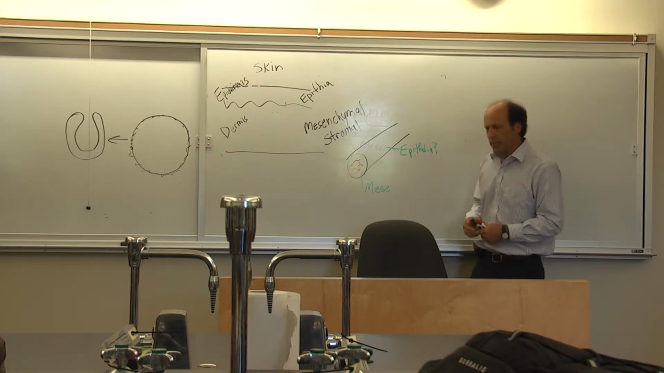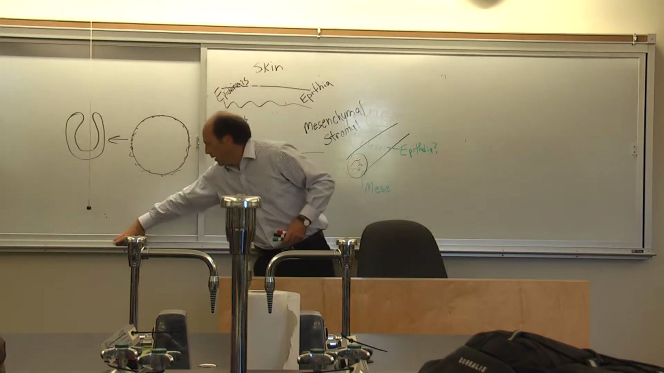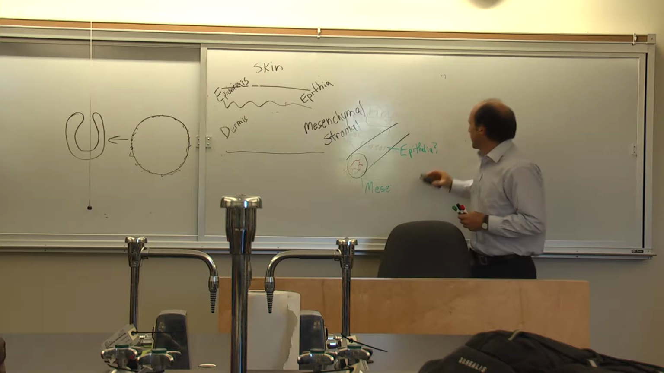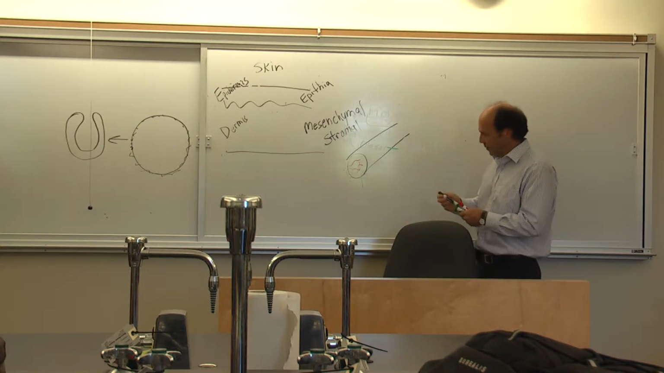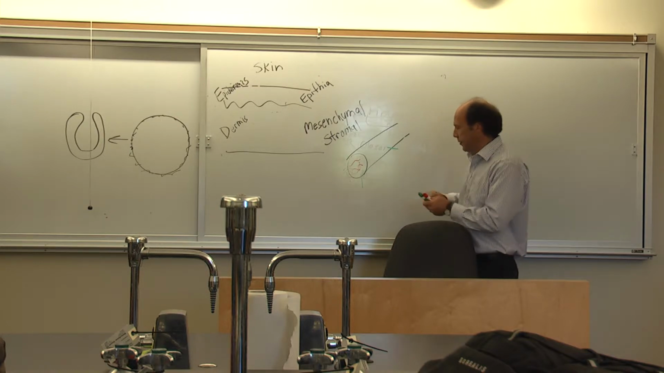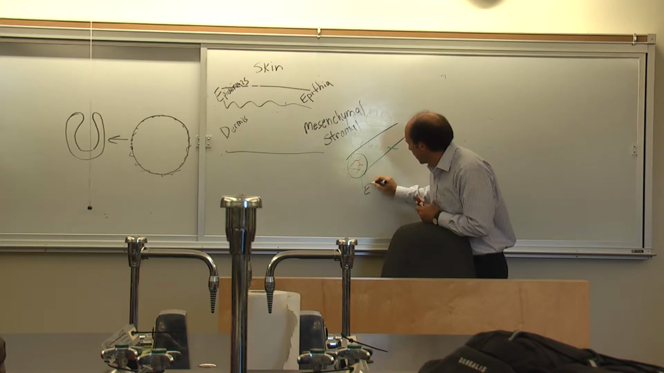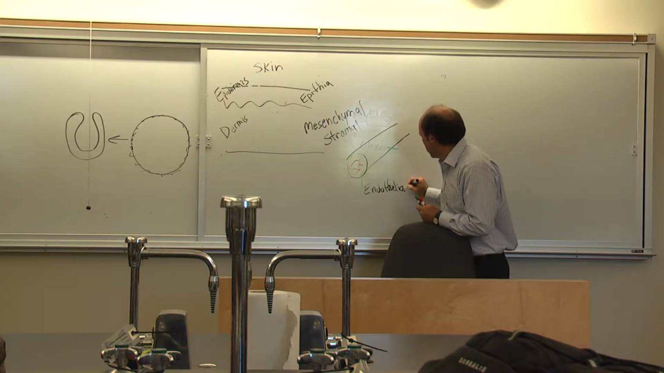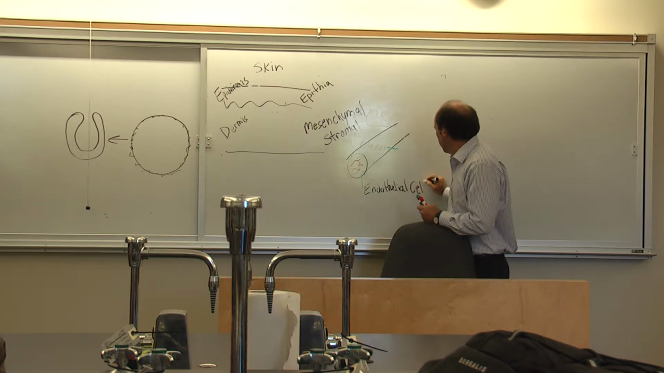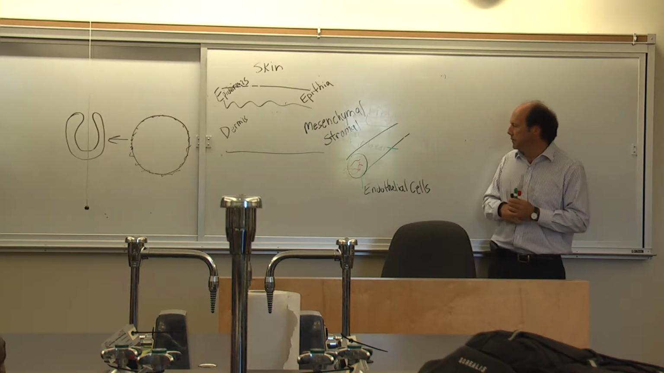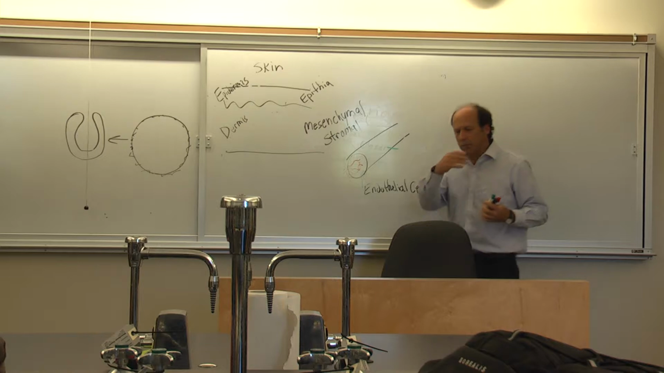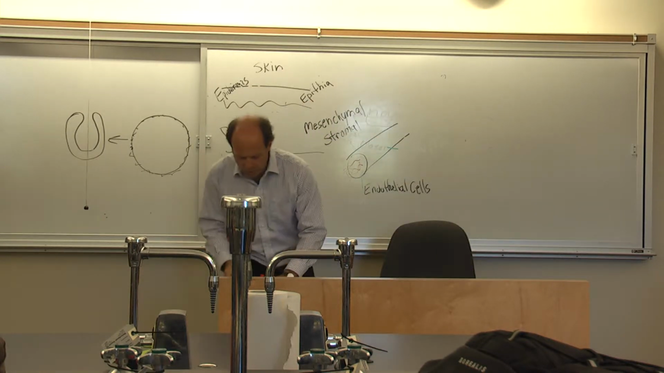So it's actually the other way around. I would say that the epithelia is on the inside. So they're called endothelial cells, inside of the blood vessel. Anyway, I don't need to go into huge detail on that.